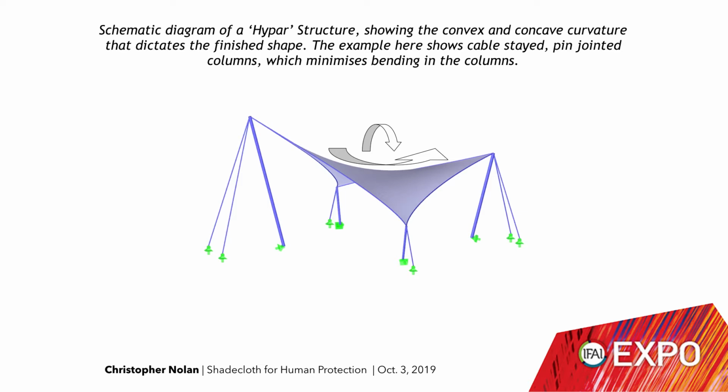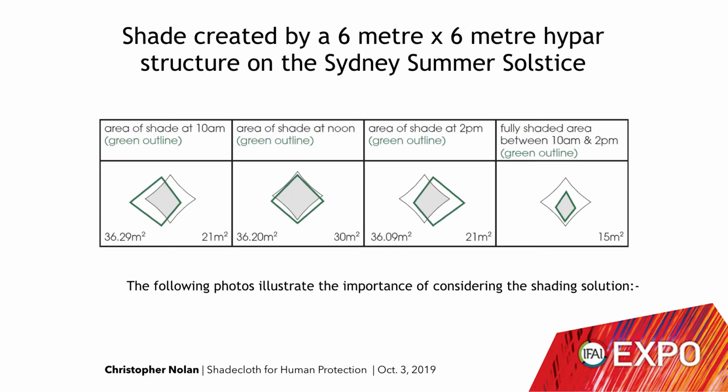But let's have a look at the efficiency of that sort of structure, a 6.6 metre hypar structure on the Sydney Summer Solstice, that is at the height of summer. Now in the middle there, you've got an area of shade at noon, which is the green outline, and you can see that the shaded area is very significant at that time. It's giving a lot of shade to whatever you are protecting beneath that structure, be it a playground or playground equipment or where children play.